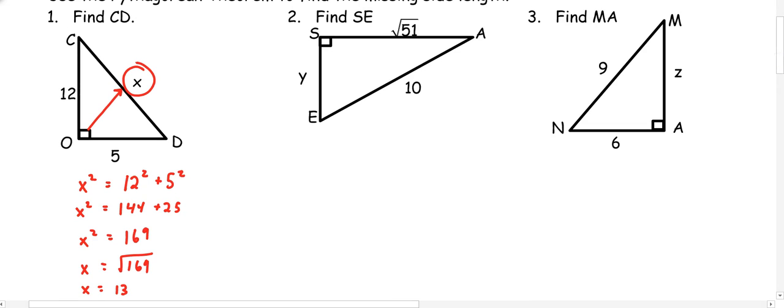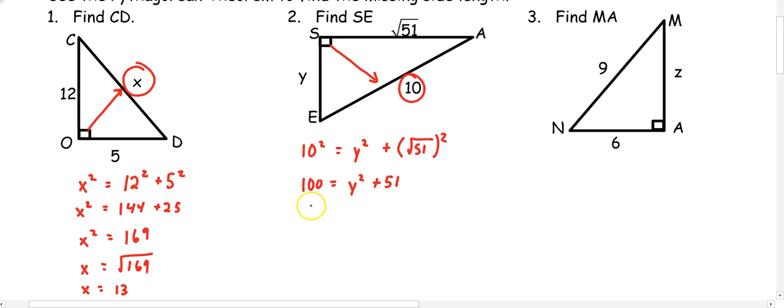In number two, we have 10 as the hypotenuse because it's across from the right angle again. So we're going to have 10 squared equals y squared plus the square root of 51 squared. Now, the square root and the squared are opposites, so they cancel each other out, and we're left with 100 equals y squared plus 51. So I'm going to subtract 51 from both sides. 49 equals y squared. Take the square root, and we get that y is equal to 7.